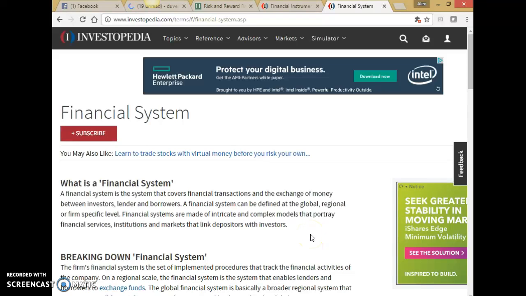It's Alex Jenkins, dog, coming to y'all today to talk about the financial system and what it is. So I got the definition up right here on Investopedia. It's saying a financial system is the system that covers the financial transaction and the exchange of money between investors, lenders, and borrowers.